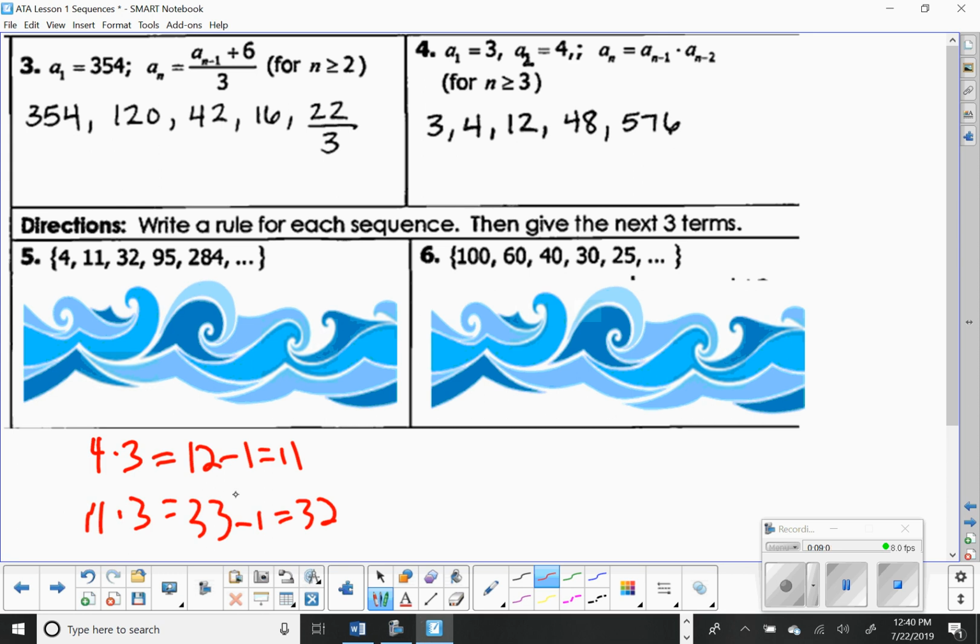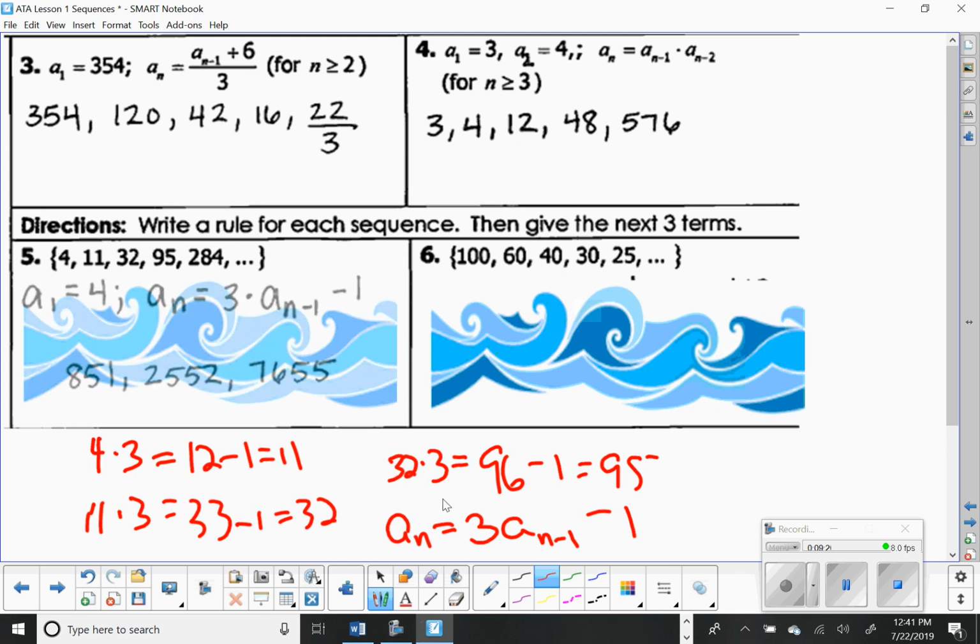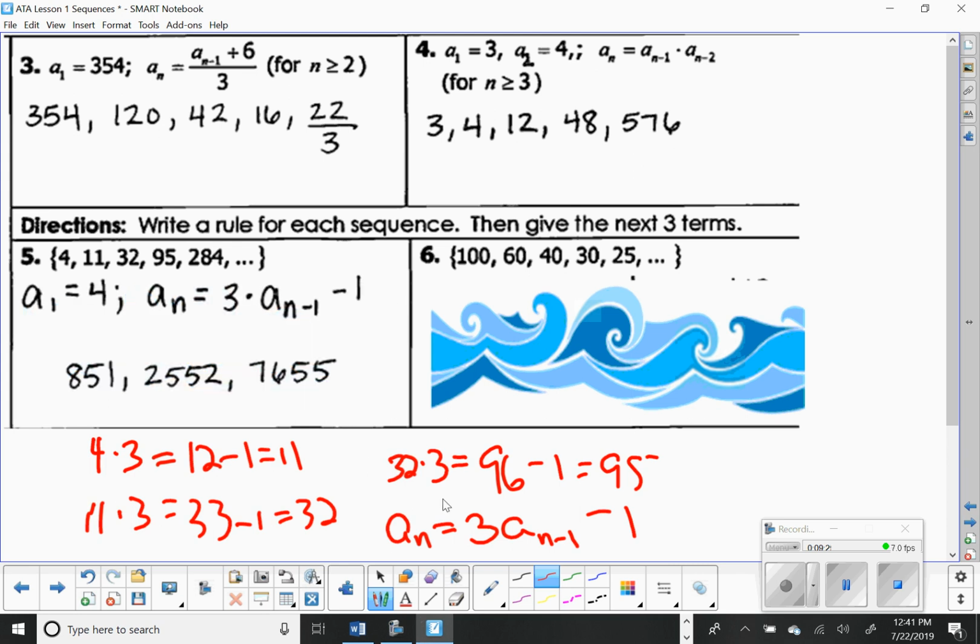Now, if I keep going, 32 times 3 is 96, minus 1 is 95, and I find out it works. So now I know a sub n is equal to 3 times a sub n minus 1, take away 1. And then I can use that to find my next 3 terms. With that, try figuring this one out. Pause the video and try it.